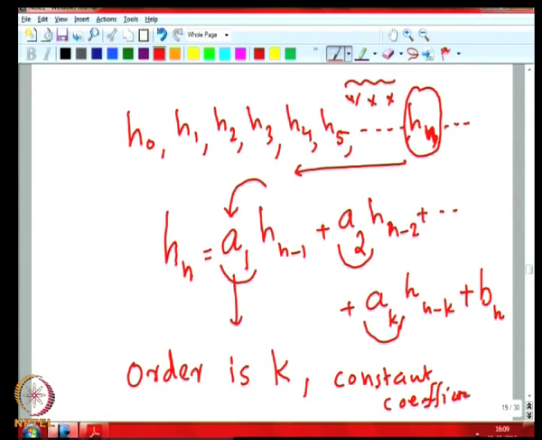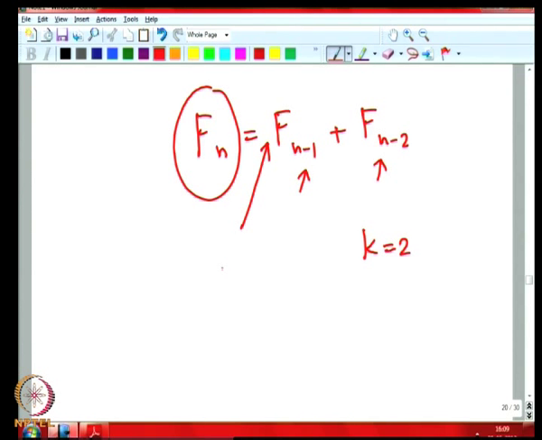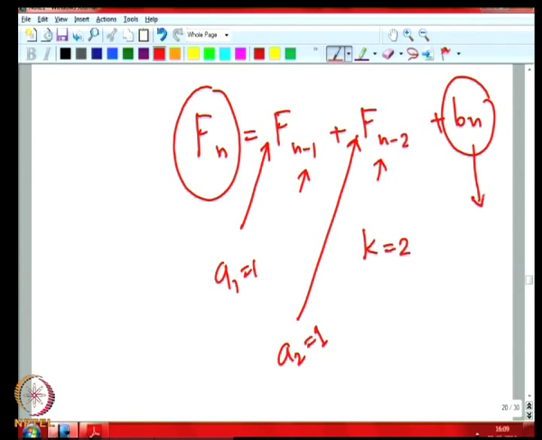So, it is not necessary that the coefficients are always constants, but they can be constants in the simple cases. Now, I can give some simple examples. For instance, our Fibonacci recurrence relation was Fn equals Fn minus 1 plus Fn minus 2. You can clearly see that here k equals 2. This is a second order linear recurrence relation, because we have two previous terms we are combining to make the nth term. And here our A1 is equal to 1, similarly A2 is equal to 1, and Bn is 0.